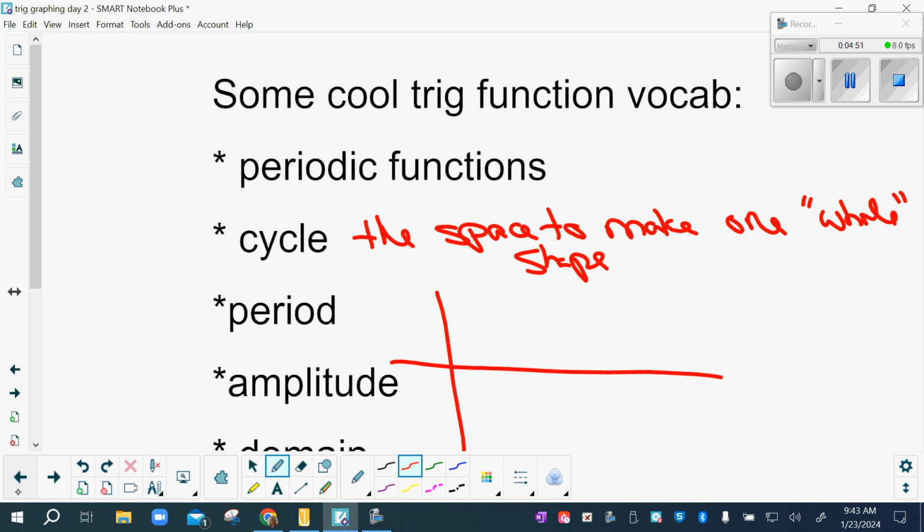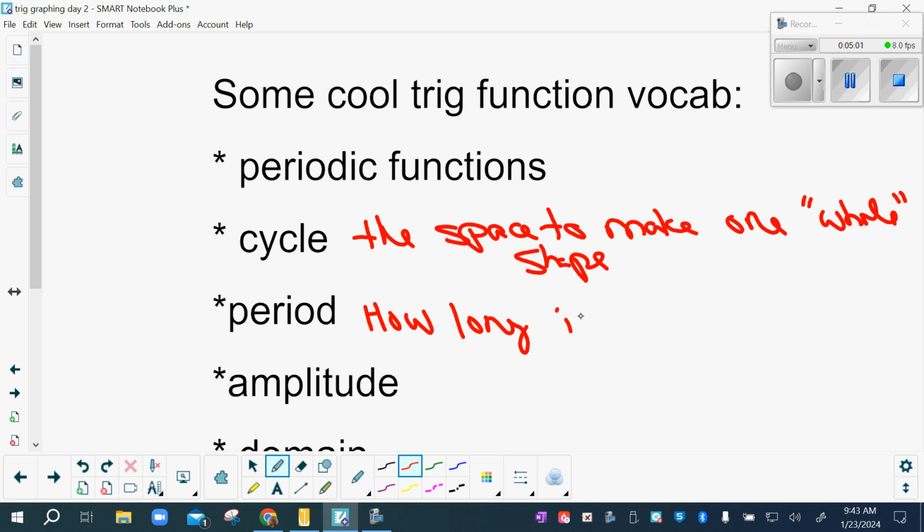The period is how long it takes you to make that shape. We're going to be dealing with this tomorrow. We're going to be changing the period. And here's what I mean by that.